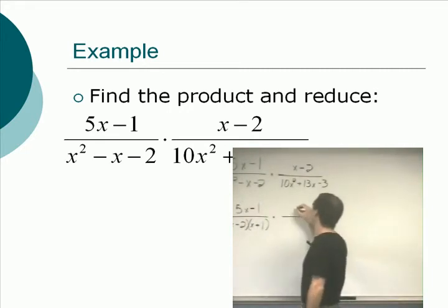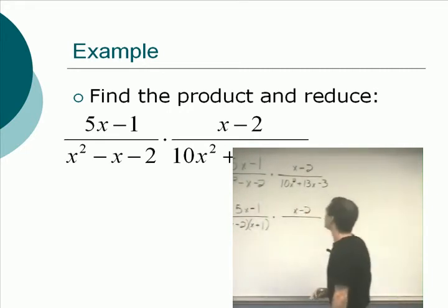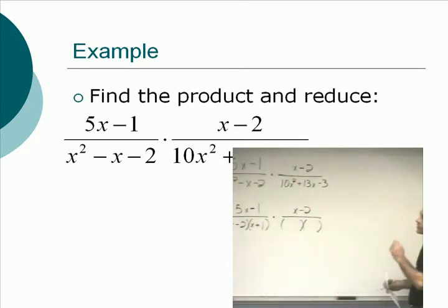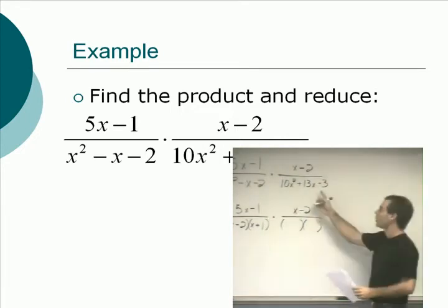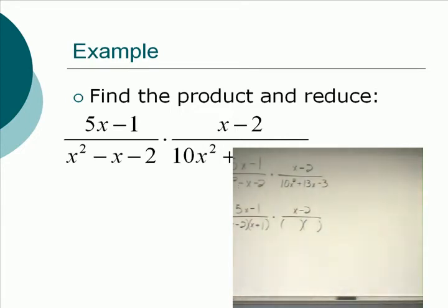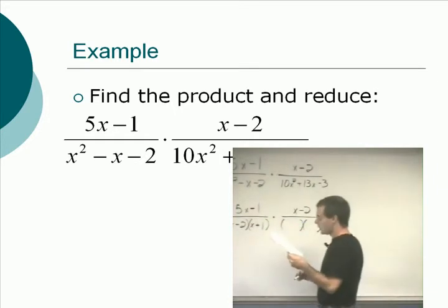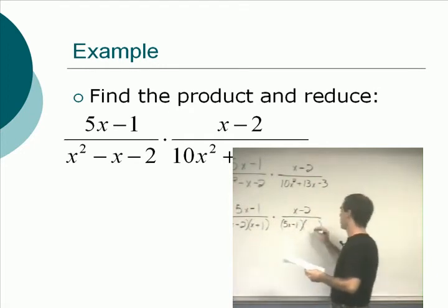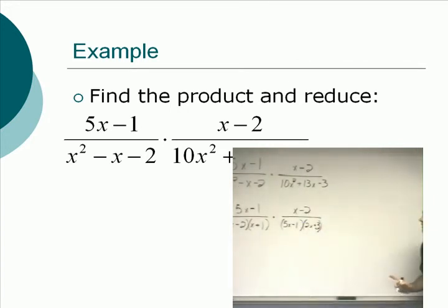Over here we've got x minus 2, won't factor, over, just to save us a little bit of time, I'm going to tell you how that factors. But it's a trinomial. We could use this same method we did over here to factor that, and it factors into, what does it factor into? There it is, 5x minus 1 and 2x plus 3.